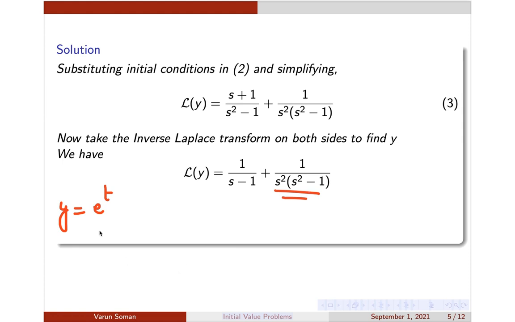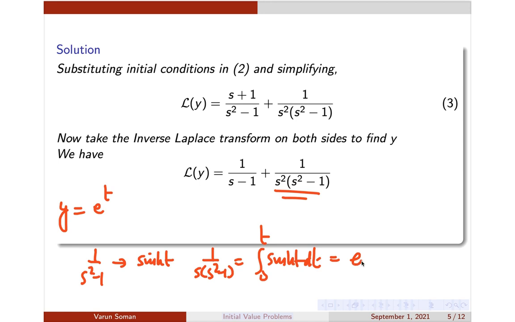Suppose I am using integration, what will it be? First I will find the inverse Laplace transform of 1 by s square minus 1. What is the inverse Laplace transform of 1 by s square minus 1? It is simply sin ht. So what is the inverse Laplace transform of 1 by s into s square minus 1? It is simply the integral 0 to t of sin ht dt. It is simply cos ht in the limits 0 to t, that is cos ht minus cos h0, which is 1. I hope you know the value: cos hx is e raised to x plus e raised to minus x by 2. So apply those things, you will get the value 1.